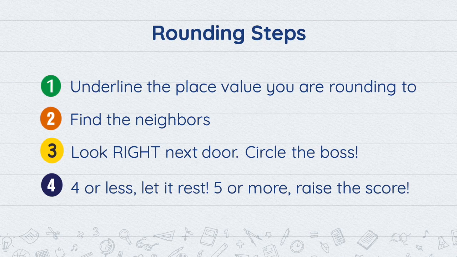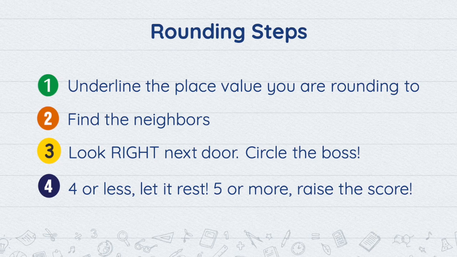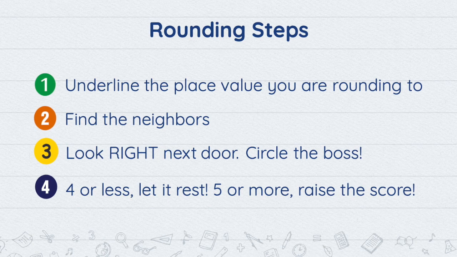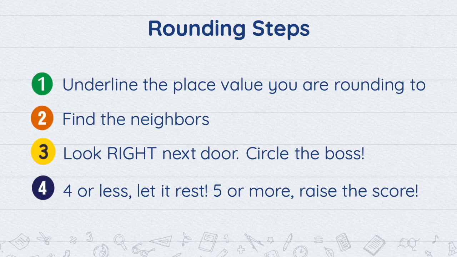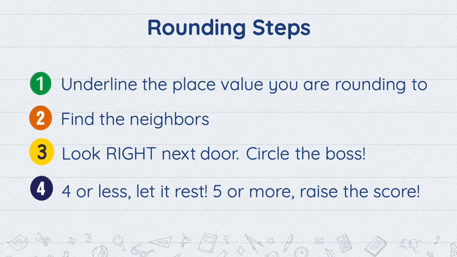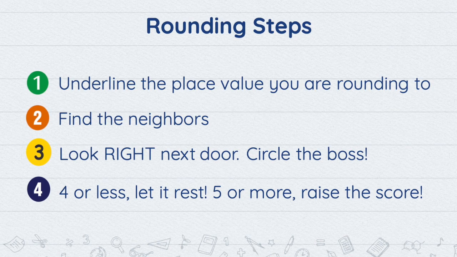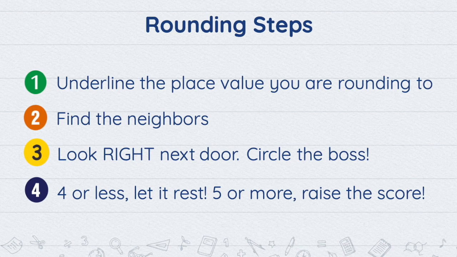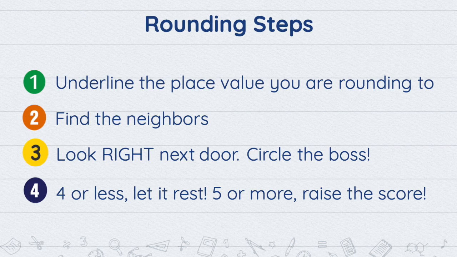Step number 3, look right next door. And you see that the word right is all in capital because you have to look at the number to the right. That's the number that's going to tell me if I'm going to round up or round down. That's the boss. So step number 3 is look at the right number and circle the boss. And the last step, step number 4, you apply the rule. If it's 4 or less, let it rest, you're going to round down. If it's 5 or more, raise the score. You're going to round up.